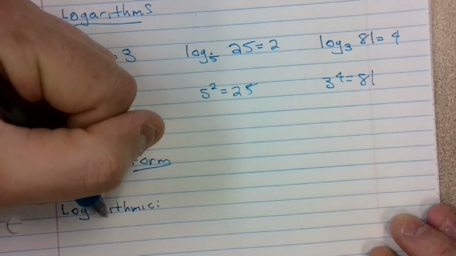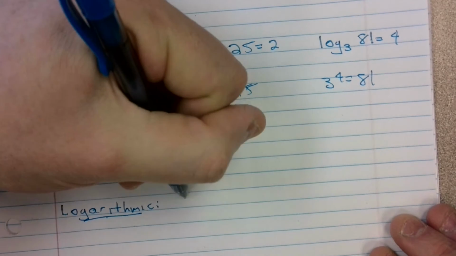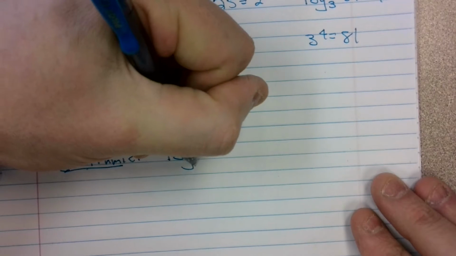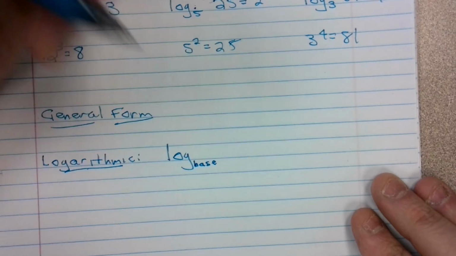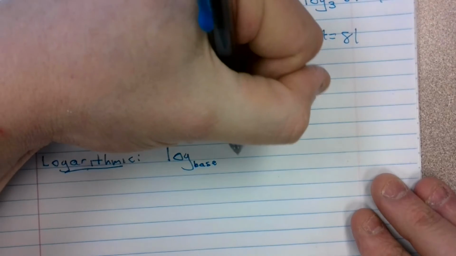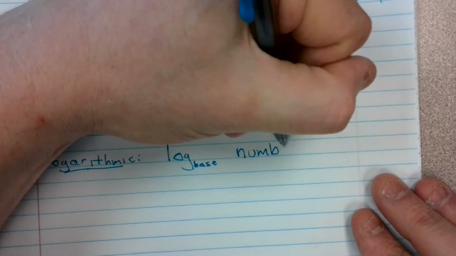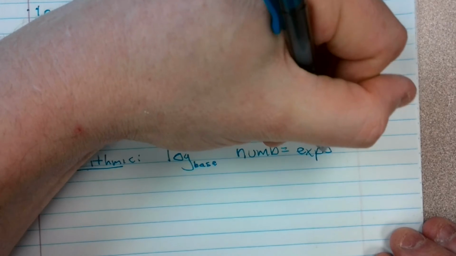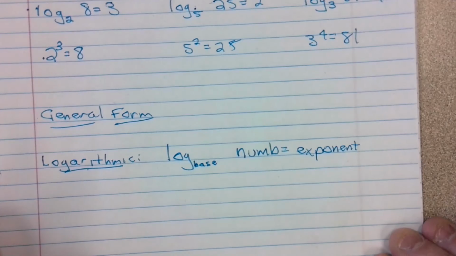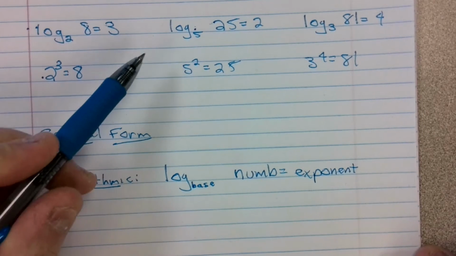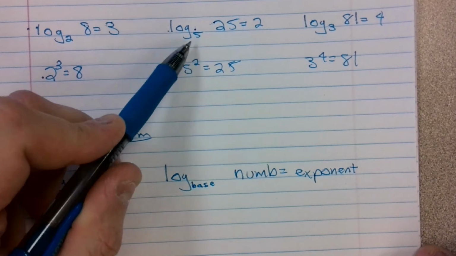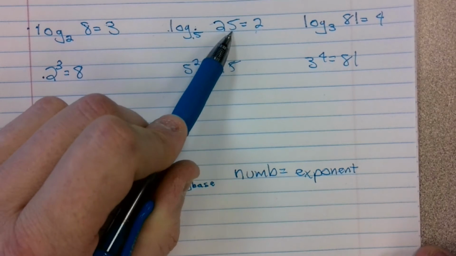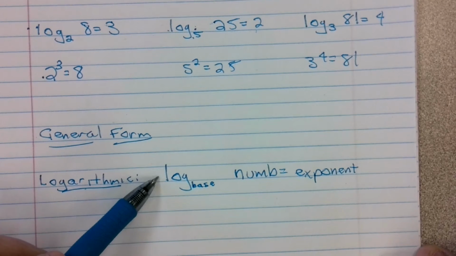Logarithmic form says we have the logarithm. That's just what it's called. This little number down here we're going to call the base, B-A-S-E. The big number we're just going to call a number. And what goes over here after the equal sign? The exponent. Okay, so think about that. Log, that's just what we're doing. This 5 is my base. This here is my exponent. That gives me this number right there. So you can see how that all fits in.